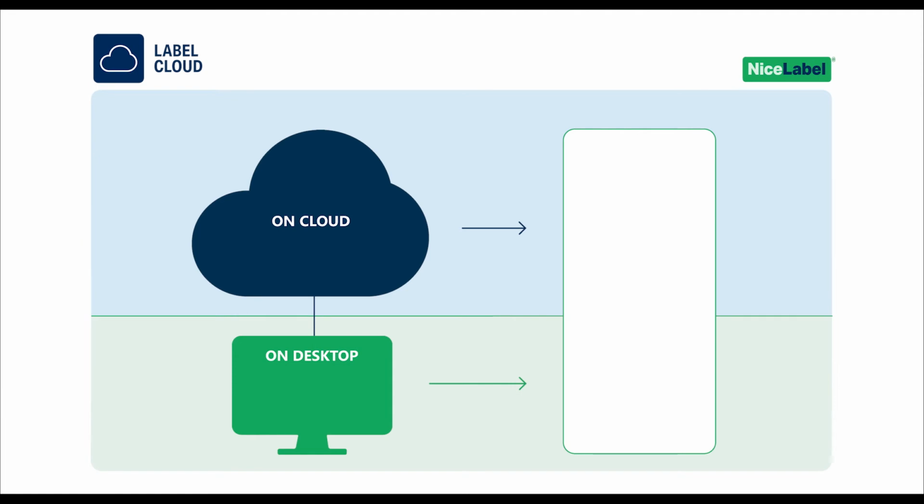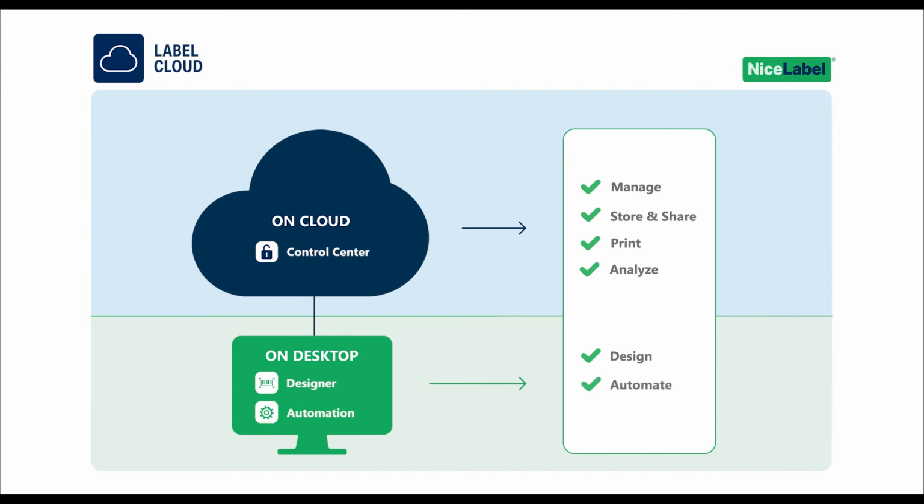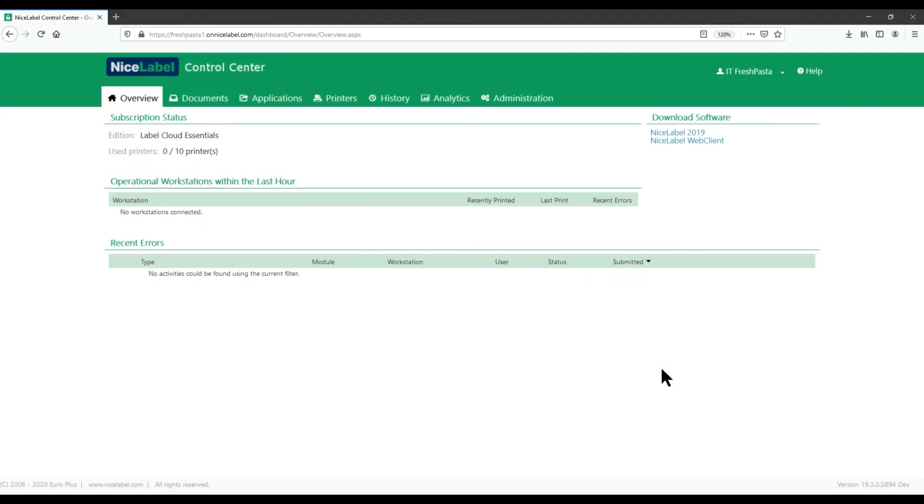Your Label Cloud account includes both cloud and desktop components. Use your cloud-based control center to manage your account, store and share your labels and documents, print labels, and analyze your entire label printing system. Use desktop software, including NiceLabel Designer, to design your labels. Depending on your license, you can also use NiceLabel Automation to automate your printing processes and integrate with other business systems. To design your first label, download NiceLabel Designer and connect it with your Label Cloud account. The download and connection process works the same way for NiceLabel Automation.